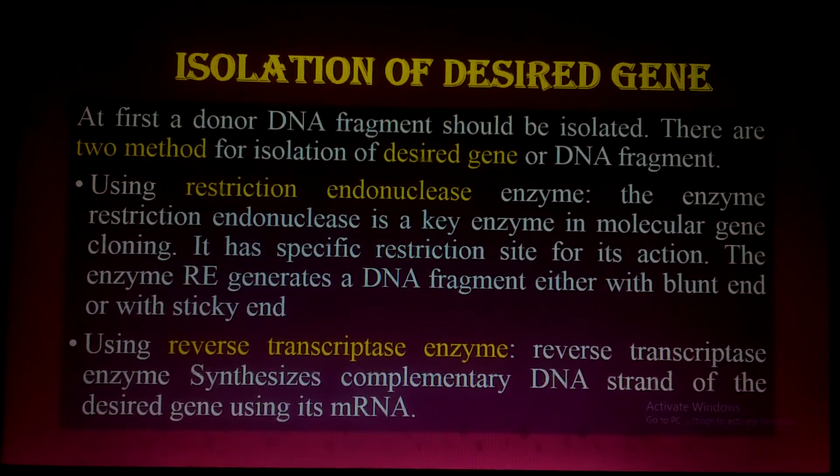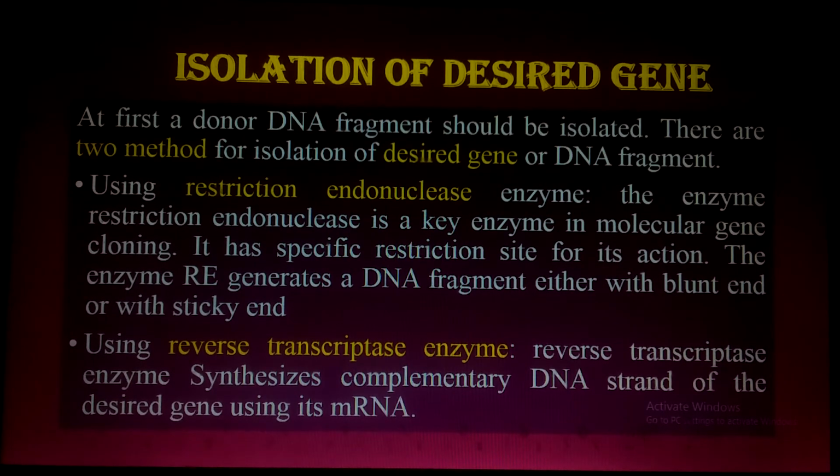So now, the first step of the recombinant DNA technology is the isolation of the desired gene. At first, a donor DNA fragment should be isolated. There are two methods for isolation of the desired gene or DNA fragment. Number one is the restriction endonucleases. As I have discussed, the restriction endonucleases cut the DNA at specific restriction sites. And the other one is using the reverse transcriptase enzyme.